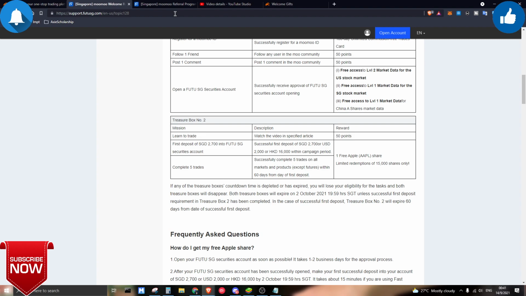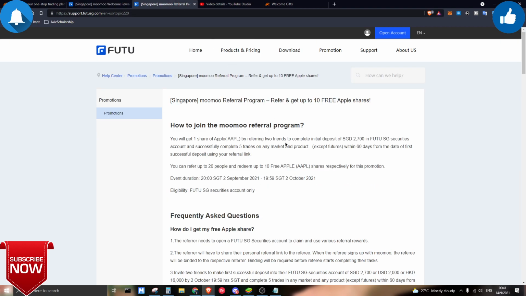The next portion of this promotion is for all existing users as well. So over here, you can get up to 10 Apple stock, and it is very simple. It is just a referral program, like what I'm doing. Basically, if you have friends or family who have not signed up for the moomoo application, you can show them, and they can enjoy one Apple share, and you can enjoy 1 Apple share as well.